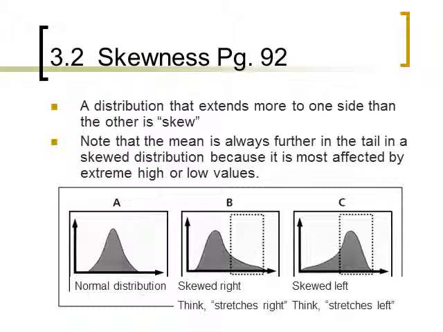So in picture A, that's a normal bell-shaped distribution. The mean looks like it's right in the middle. The distribution is centered around the mean. However, this picture in part B is called skewed right because the mean is stretched to the right by those outliers that are pulling the graph out. And then in picture C, that's a picture of values that are skewed left, where the mean is stretching to the left.